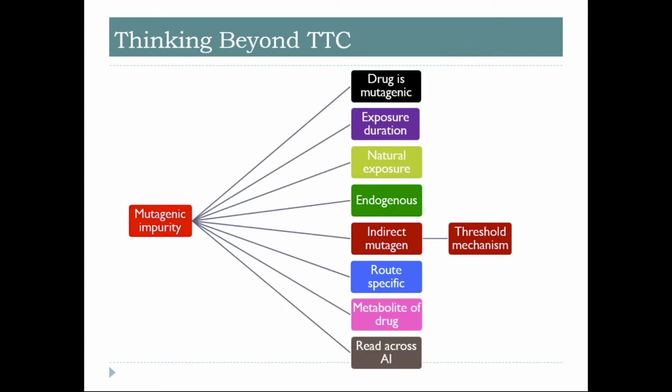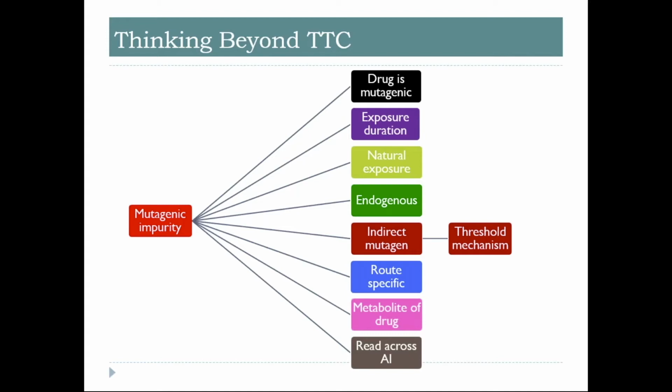So coming to the actual topic of this session. When we come across mutagenic compounds, do not always think of applying the stringent 1.5 microgram TTC. There are different situations or concepts where we can think of levels which are beyond TTC.